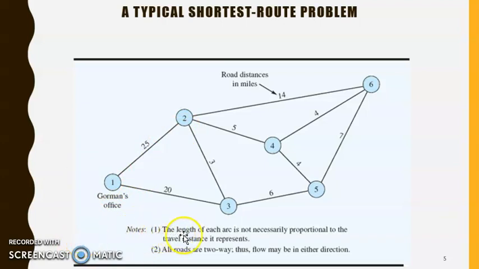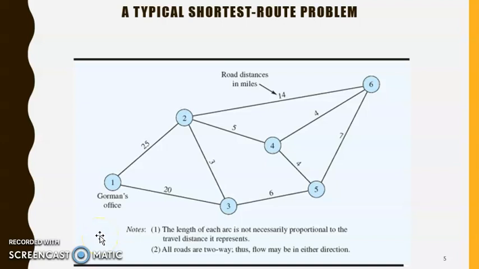And here it says the length of each arc is not necessarily proportional to the travel distance it represents. So do not consider it as a scaled graph, because you see it is 25 miles, it is 3, they are in the graph of the same length. So it is some sort of disclaimer.